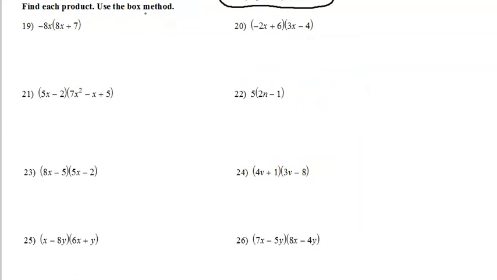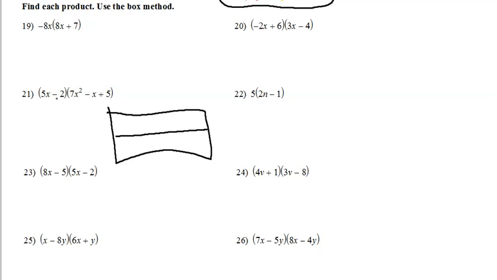Find each product. Use the box method. Let's look at number 21. 5x minus 2 times 7x squared minus x plus 5. The box method is where you draw a rectangle, and then we're going to have 2 rows because we have 2 terms for this polynomial, 5x and a minus 2, and then we're going to draw 3 columns for your boxes for each of these 3 terms. We have 3 terms here and 2 terms. We have a binomial times a trinomial.